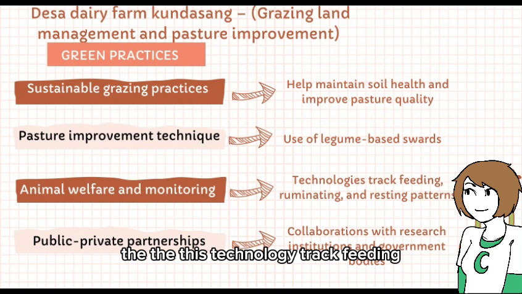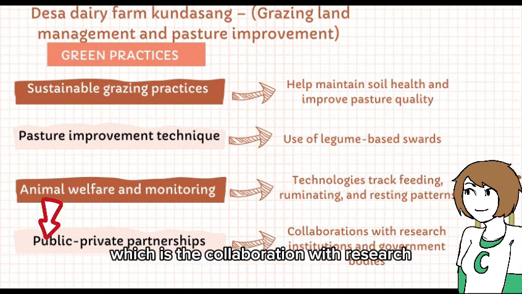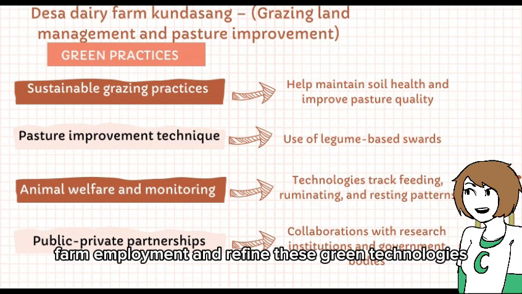This technology tracks feeding, ruminating, and resting patterns. The last one is public-private partnership, which is the collaboration with research institutions and government bodies to help Desa Farm implement and refine these green technologies.